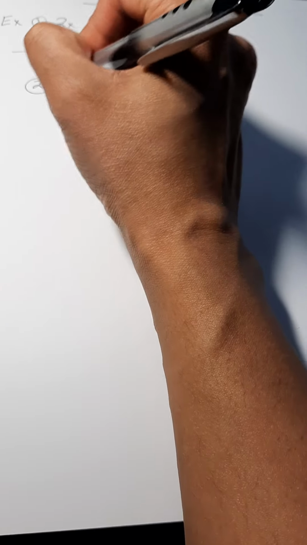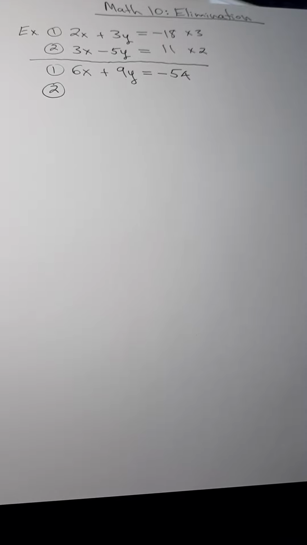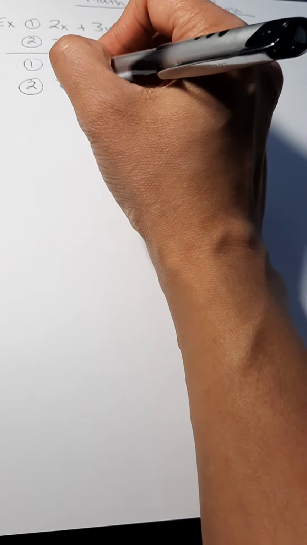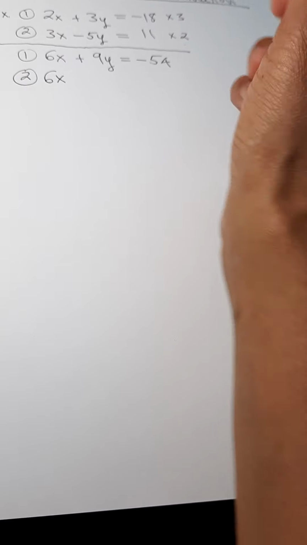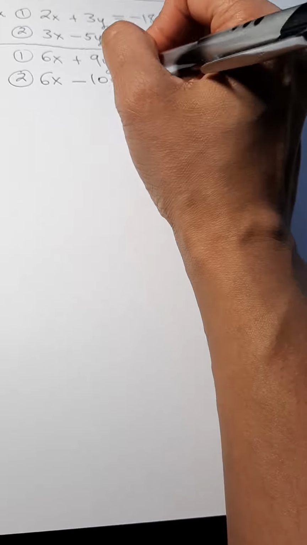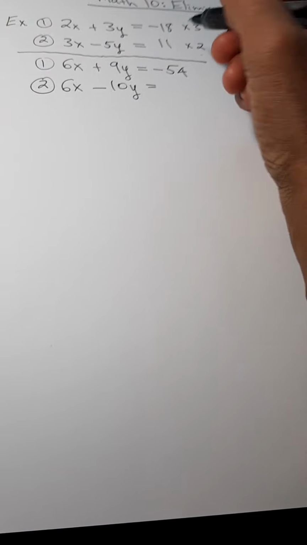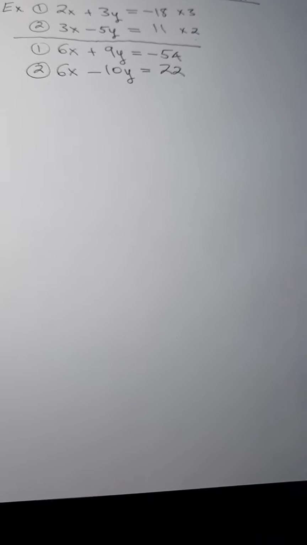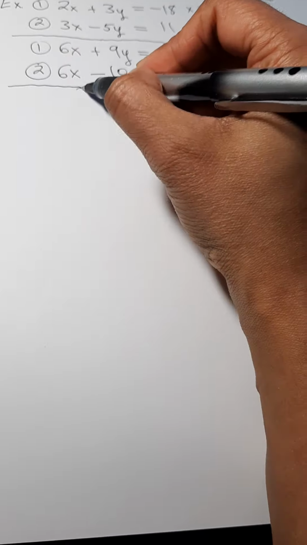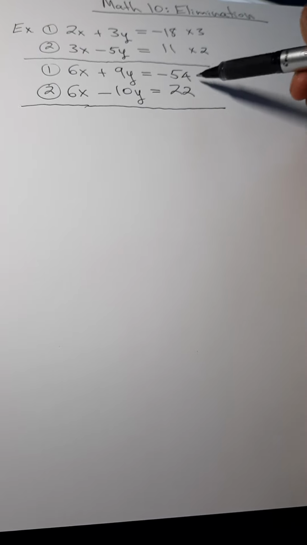Now you're going to go to the second equation. We're going to multiply each of the terms by 2. So you're doing 3x times 2, so 6x. This is negative 5y times 2, so negative 10y equals, and then you're doing 11 times 2, which is 22. Does everyone see that? And then we're going to make another equal sign going across. So now these are my two new equations.